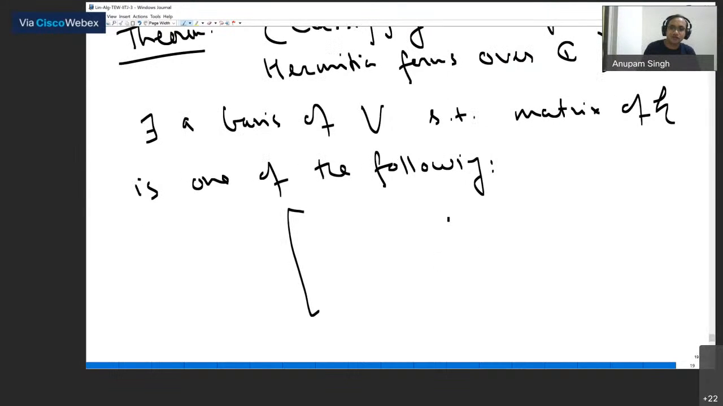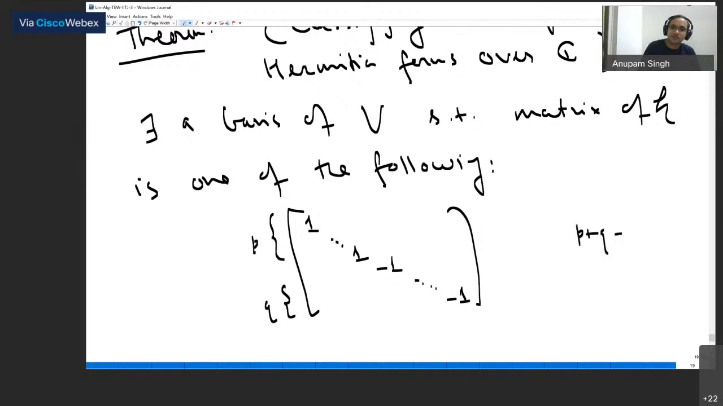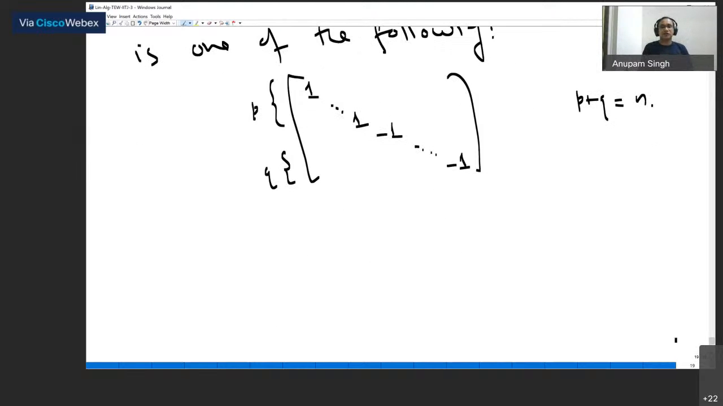It's very similar to what you saw for real symmetric bilinear forms. It has a certain number of pluses and then a certain number of minuses. This is p pluses, and this is, let's say, q minuses, and p plus q is of course equal to n. You can always do this. This is what the theorem says, that there are these many Hermitian forms over complex numbers.